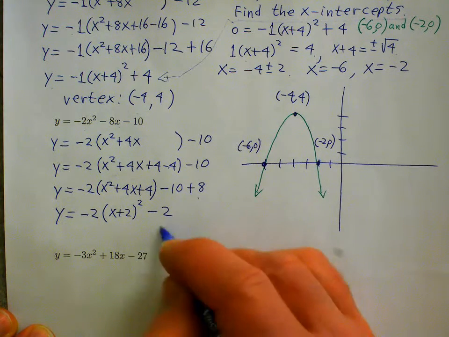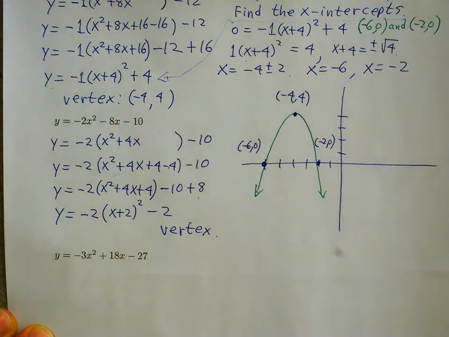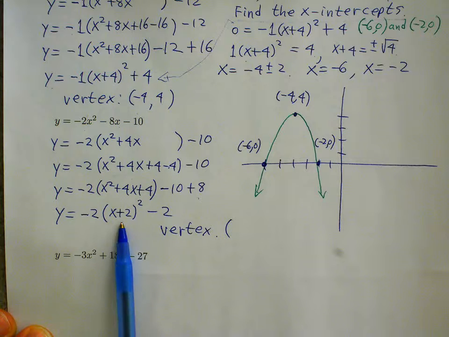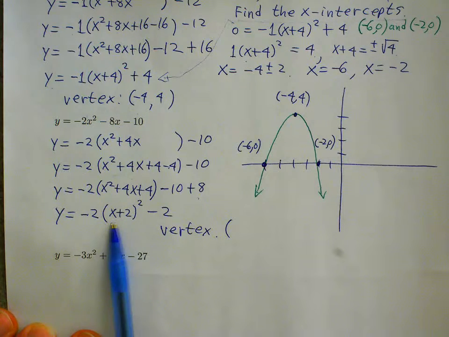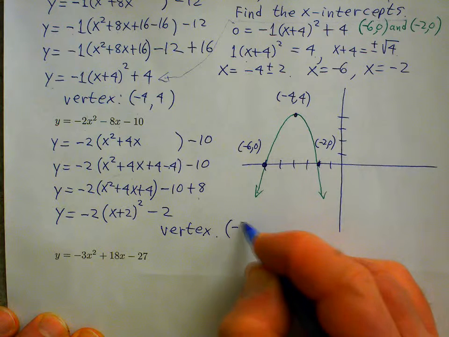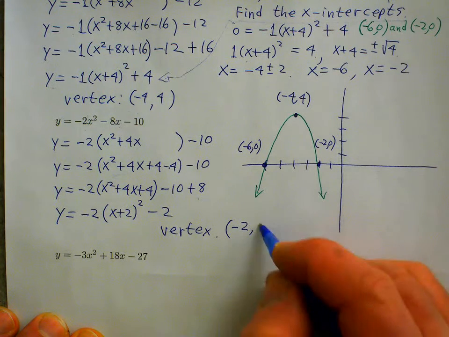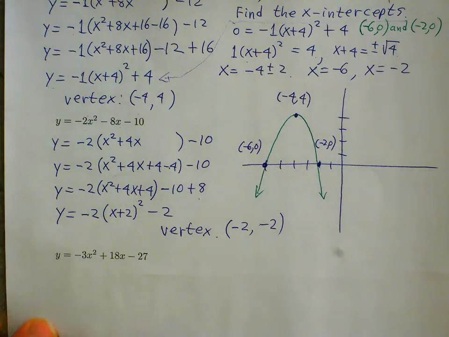So the vertex, well, on the inside of the parentheses, x plus 2, that's equivalent to x minus negative 2. So the x coordinate of the vertex is negative 2. On the outside of the parentheses, we have -2. That's equivalent to adding -2. So -2 is the y coordinate of the vertex.